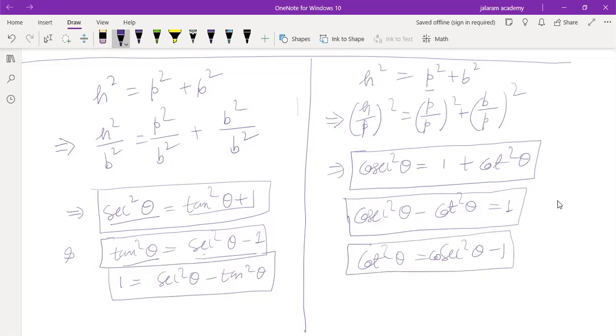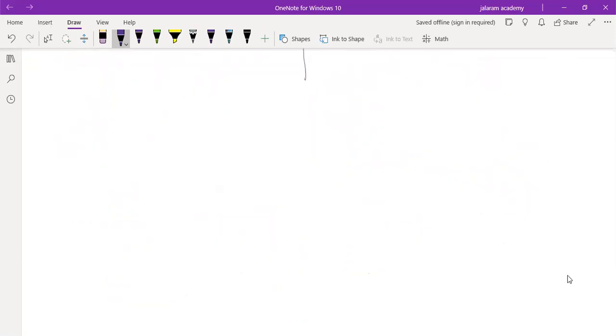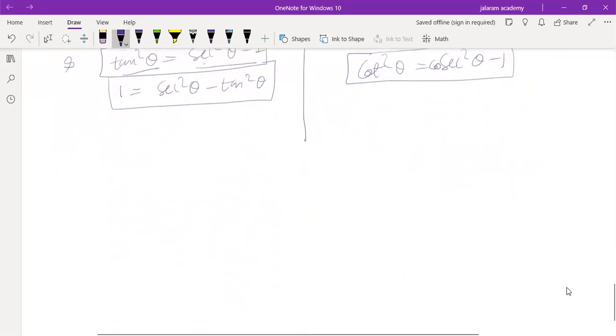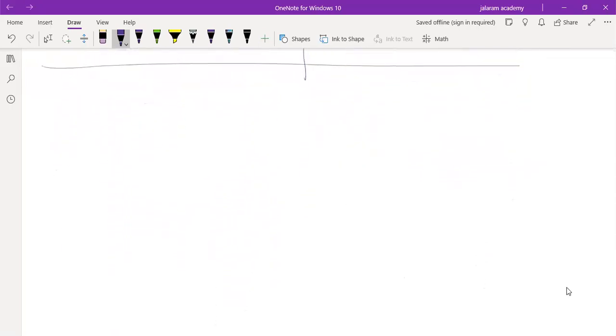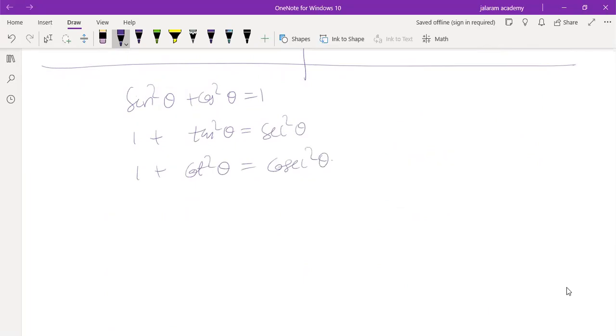So now we have to learn three square identities also, and they are, first is sin square theta plus cos square theta equals 1. Second is 1 plus tan square theta equals sec square theta. And third is 1 plus cot square theta equals cosec square theta.